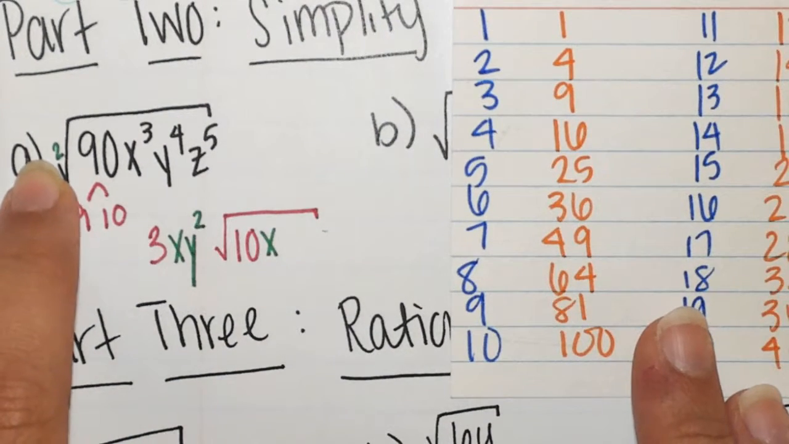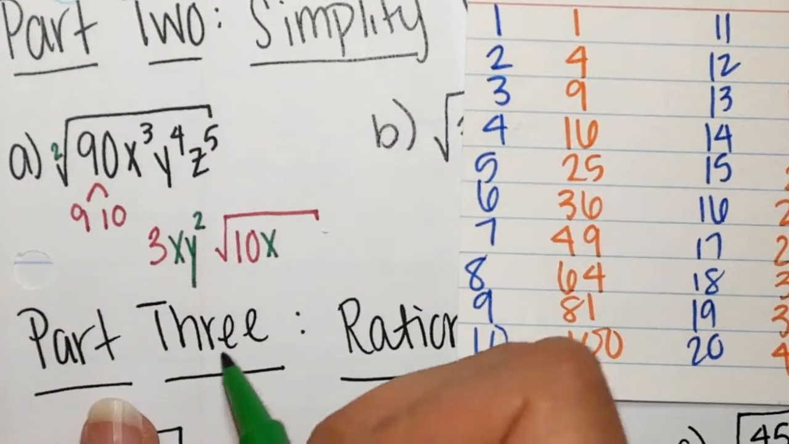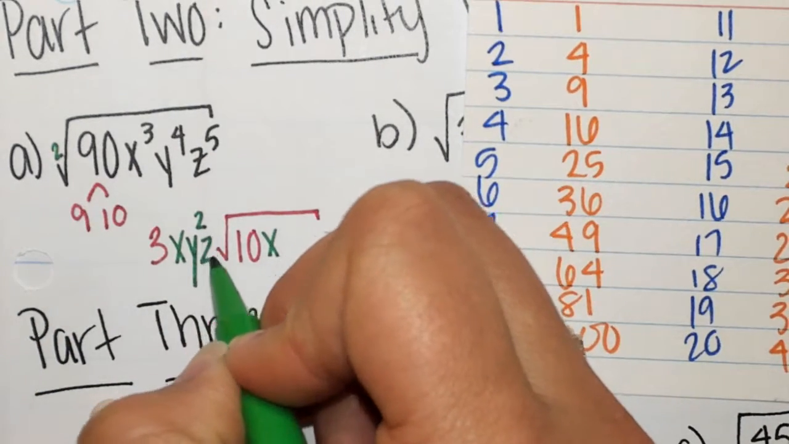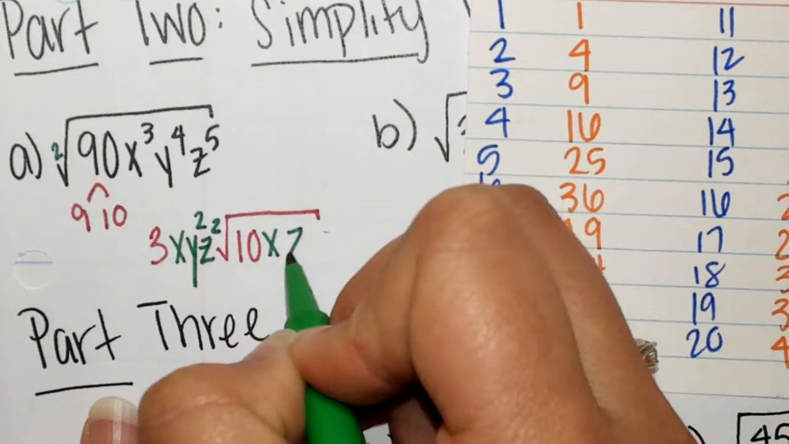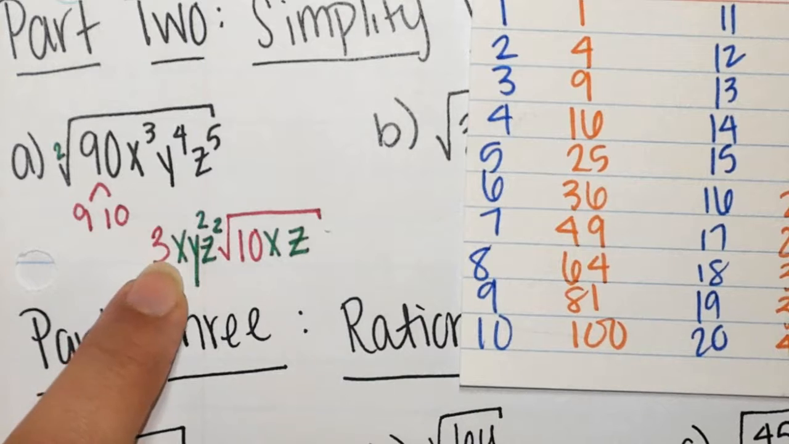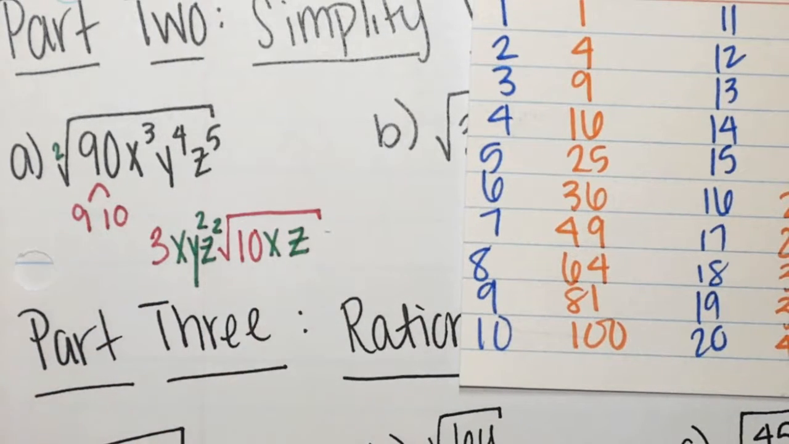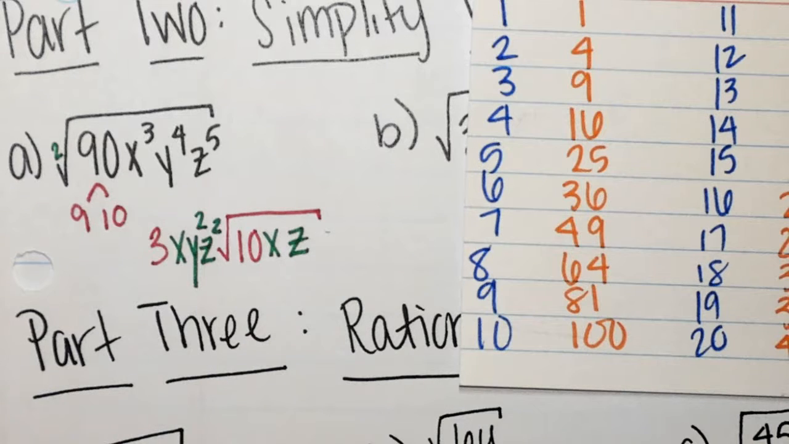Alright, are we ready for the next one? Yep. 2 goes into 5 how many times? Twice. Twice, with how many left over? So 1. So on the outside, it's 3x y squared z squared under the radical 10xz. Does anybody have any questions? Do we need to walk through that one more time?